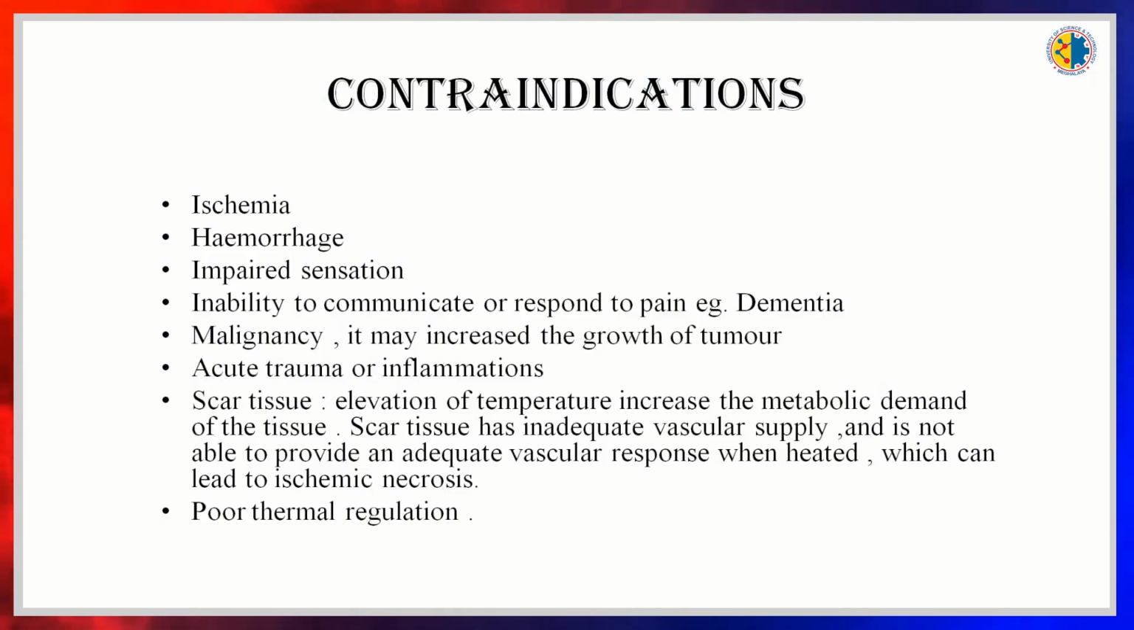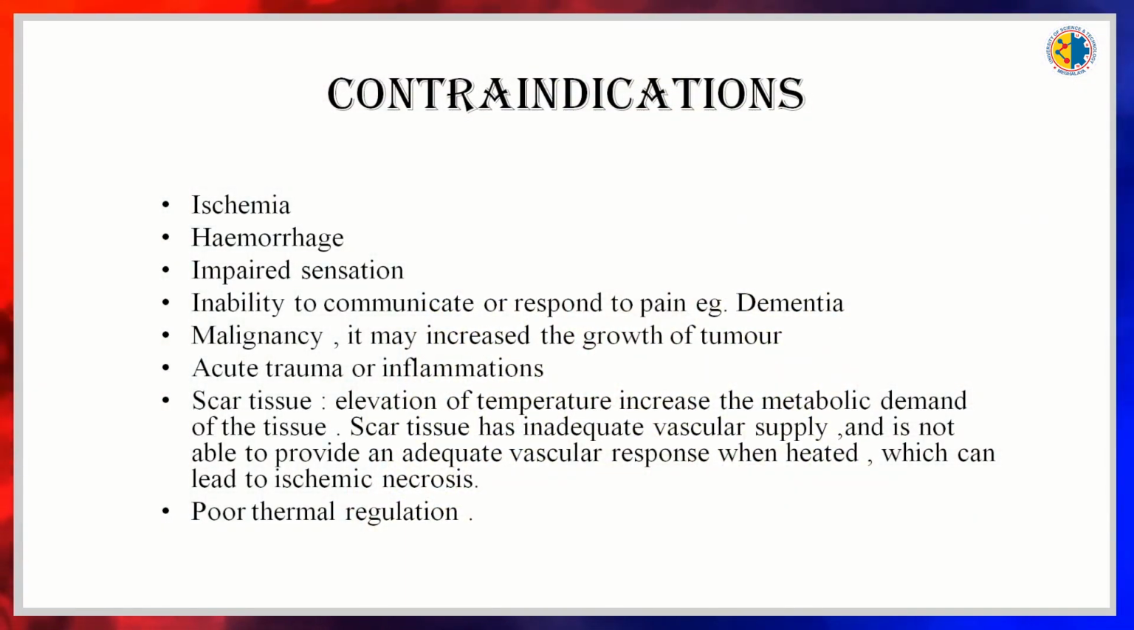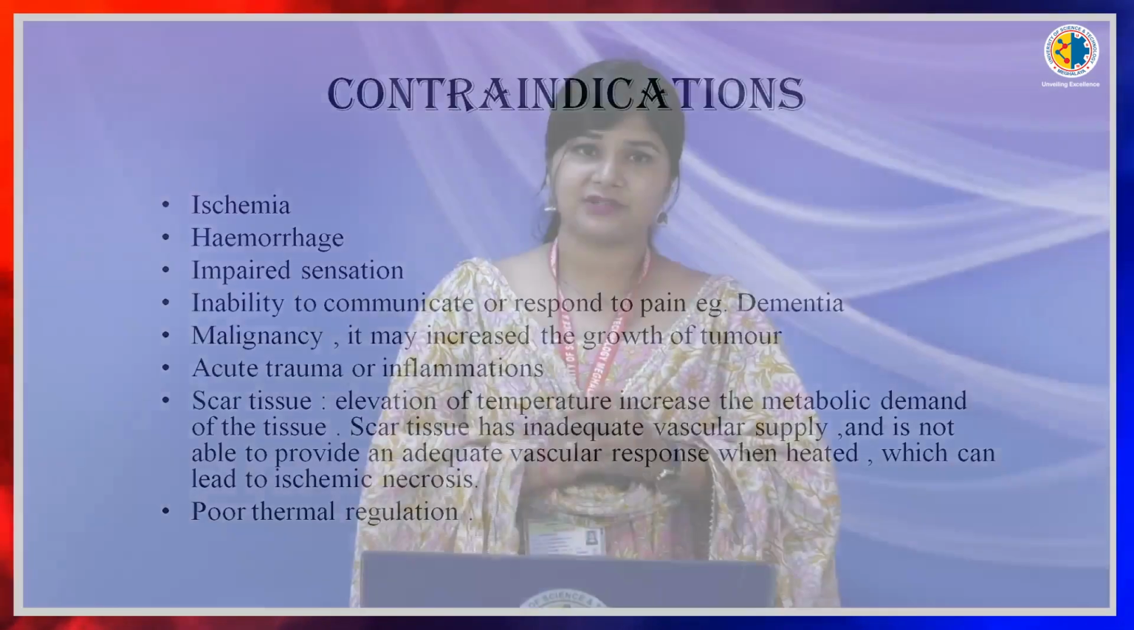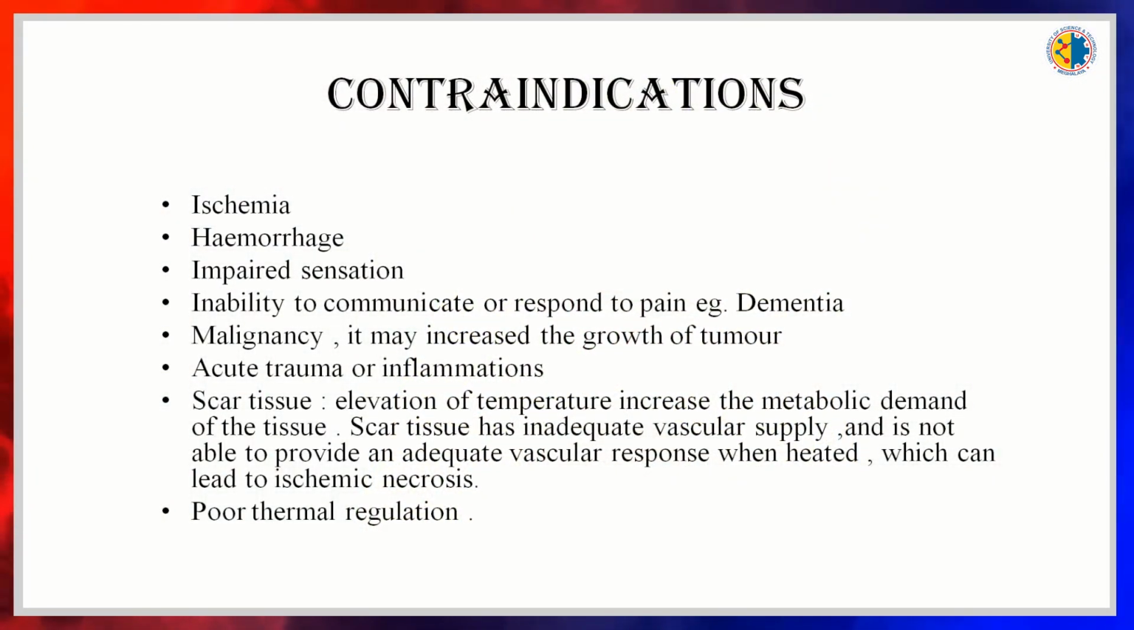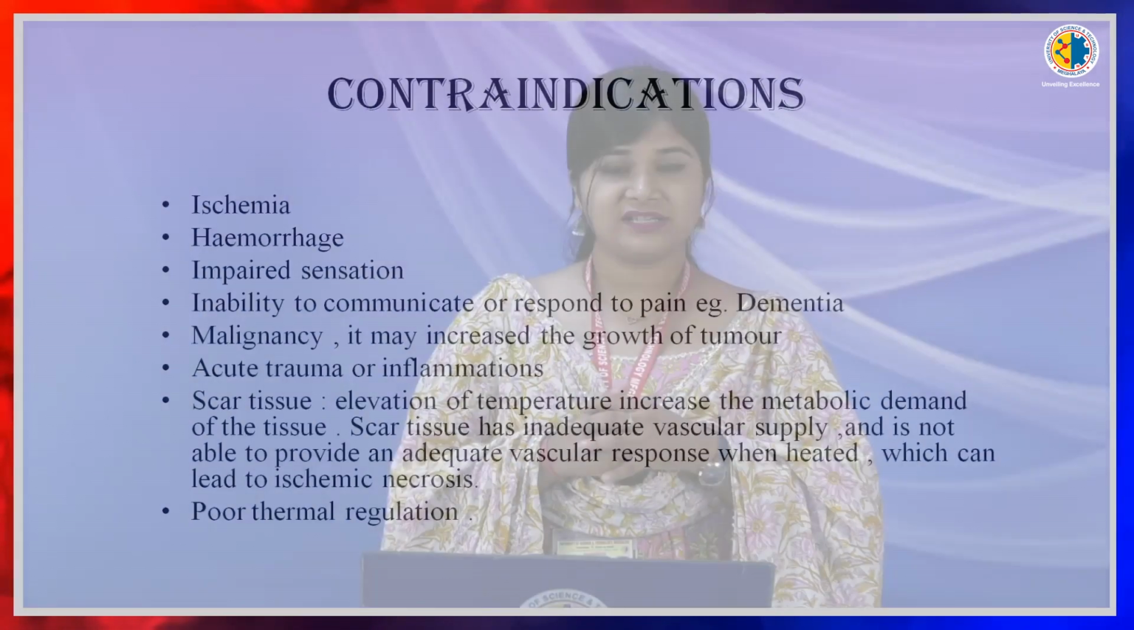So let's come to the contraindications, where we cannot use heat therapy. It is contraindicated in conditions such as ischemia, hemorrhage, impaired sensation where sensation is lost, and inability to communicate or respond to pain, for example in psychological issues such as dementia. Also malignancy: if we give heat therapy over malignant tissue, it will increase the growth of the tumor. Acute tumor and any kind of acute inflammation are also contraindicated for heat.